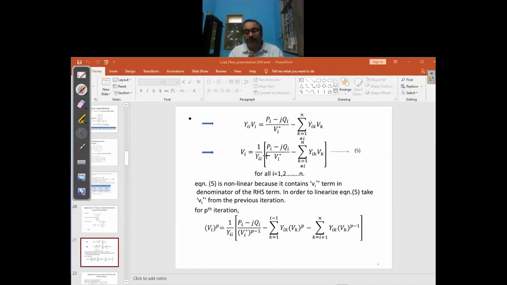Other methods are typically the Newton-Raphson method, then the fast decoupled load flow method. I don't expect that you should know all these methods because they are not in your syllabus right now, but you should know at least the names. So what are the names? One is the Gauss-Seidel method that we have learned. Another is the Newton-Raphson method. Third is fast decoupled. At least 3 methods are there to solve. Okay.